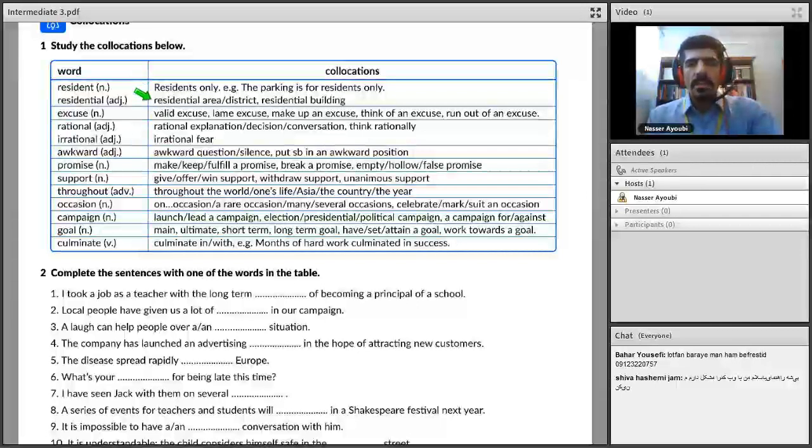Residential area or residential district is an area in which there are buildings for people to live in. You know, there is no company, no industry, no factory. People just live there. Residential building means in that building there is no office. There are apartments for people to live in.